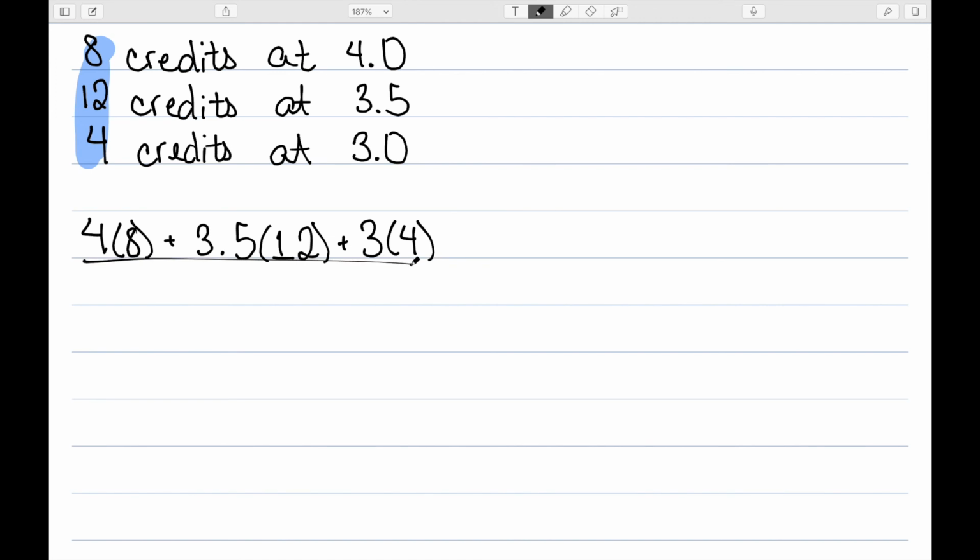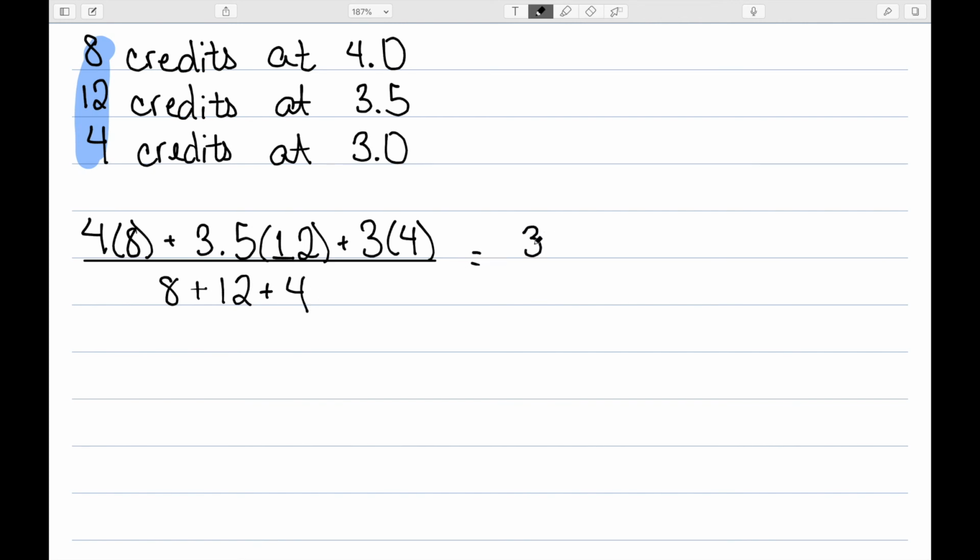Weighted averages can also be used to calculate something like a GPA. Let's suppose that you have 8 credits that you got a 4.0 in, 12 college credits that you got a 3.5, and 4 that you got a 3.0. Well, the number of credits right here, these are your weights. So we would multiply 4 times its weight of 8, 3.5 times its weight of 12, and then 3 times its weight of 4. And then we divide by the sum of the weights, 8 plus 12 plus 4.